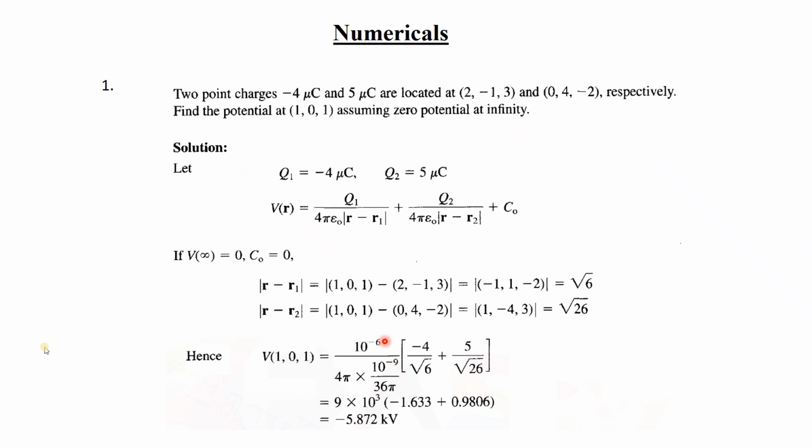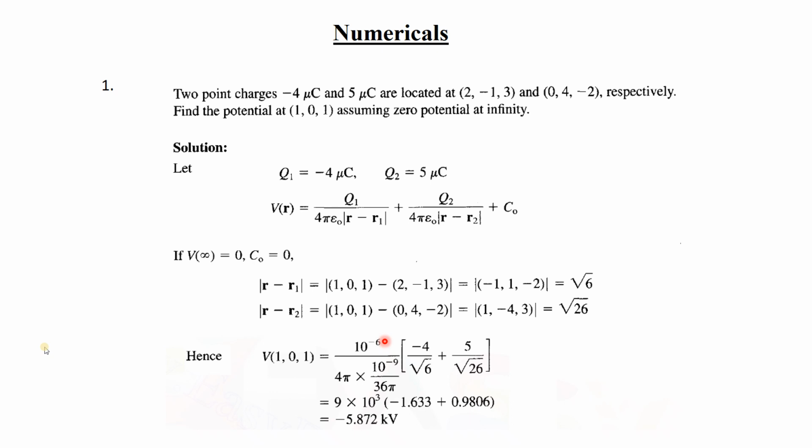So there are some numericals. Let us discuss the numericals before ending this session. The two point charges, minus 4 microcoulomb and 5 microcoulomb, are located at points (2, -1, 3) and (0, 4, -2) respectively. Now find the potential at (1, 0, 1), assuming zero potential at infinity.